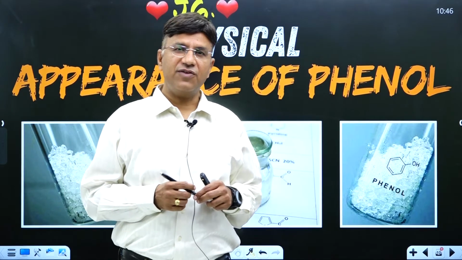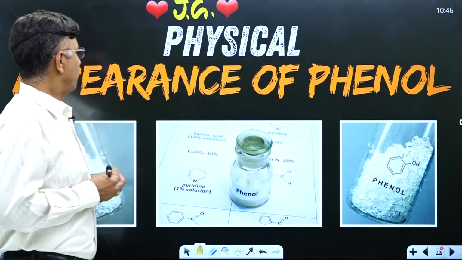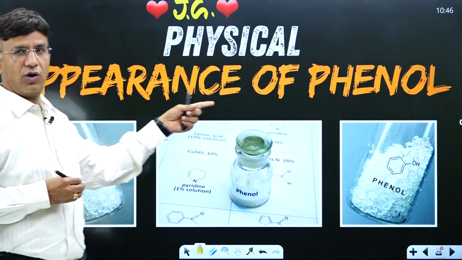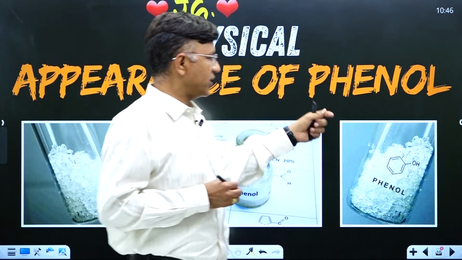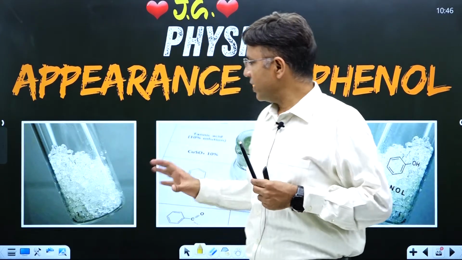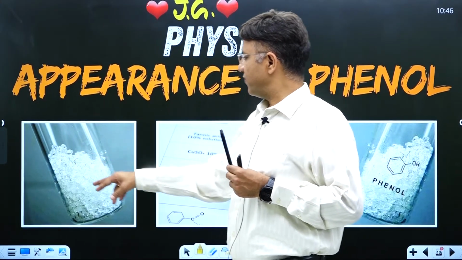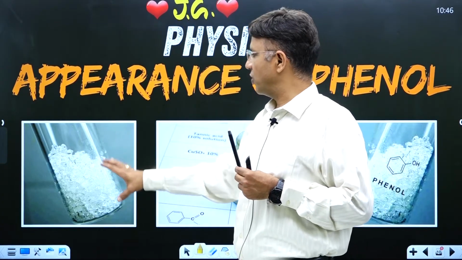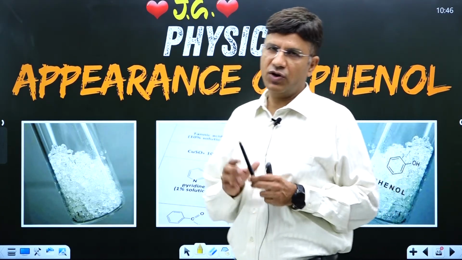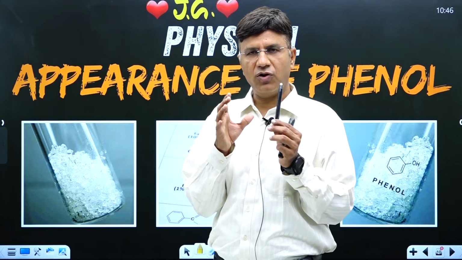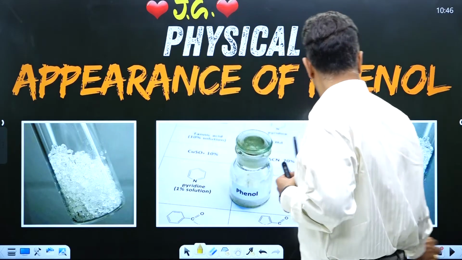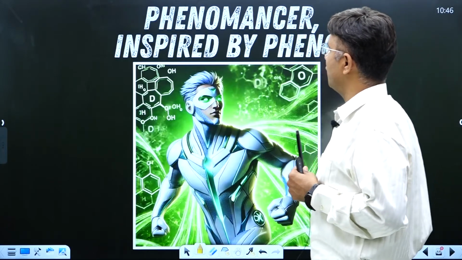Now today we will start phenol. First of all, what is the physical appearance of phenol? We will start the topic phenol. What is the physical appearance of phenol? You can see in this picture, this is the white crystalline form and this is our phenol. Now first we will learn the preparation of phenol, how to prepare the phenol and what is the reaction of phenol. Okay.